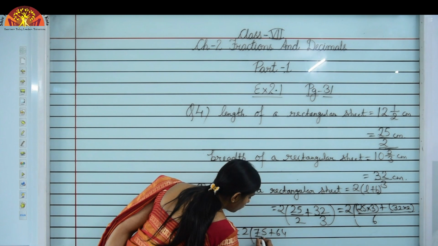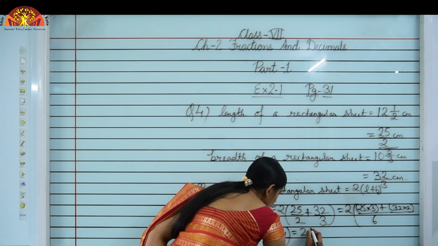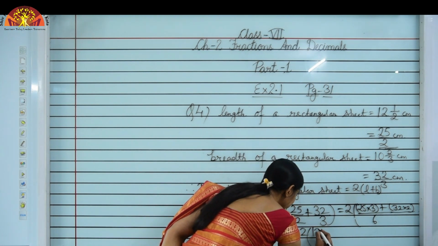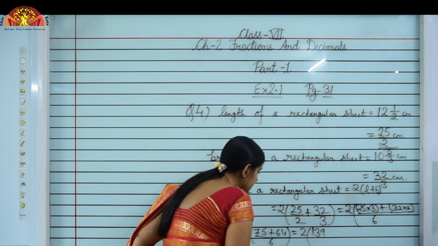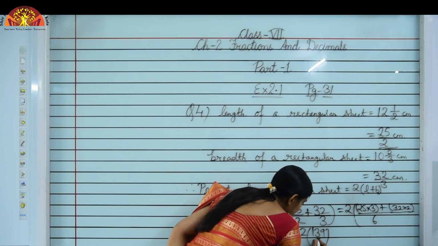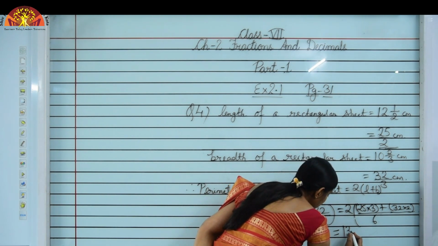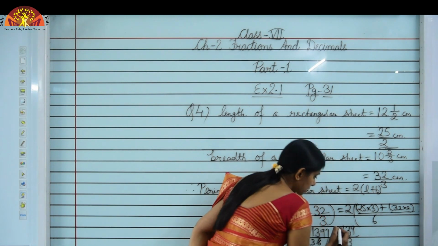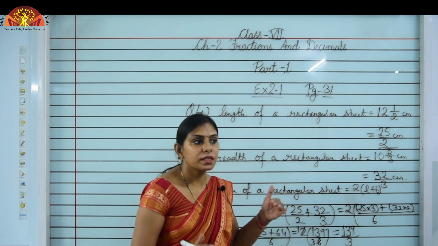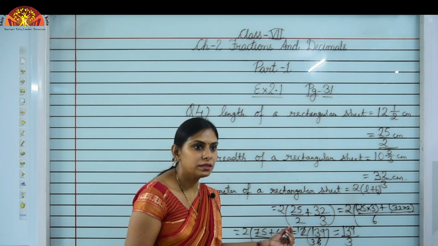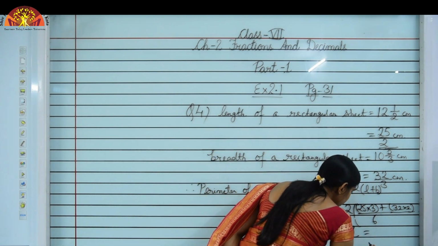are 64 upon 6. Now you can just solve it, which is equals to 2 into, that is 139. When you are just adding 75 plus 64, it comes out to be 139 upon 6. Now you can simplify, 2 1s are 2 and 2 3s are 6. So it comes out to be 139 upon 3. Now again you can see, children, that it is an improper fraction, because here the numerator is greater than the denominator. Now you can just convert it into mixed fraction.